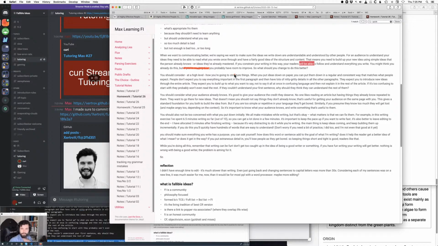Okay, so you should consider how to structure. Put ideas on paper in a regular and consistent way that matches what people expect. Not everything important in the first paragraph. Introduce new ideas through the entire article. Build up. Don't use confusing language, don't do it all at once. Readers won't even read the rest if they get lost.